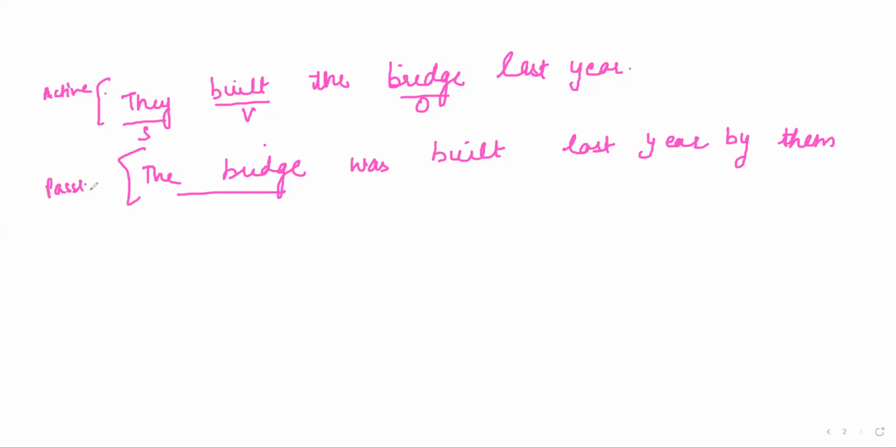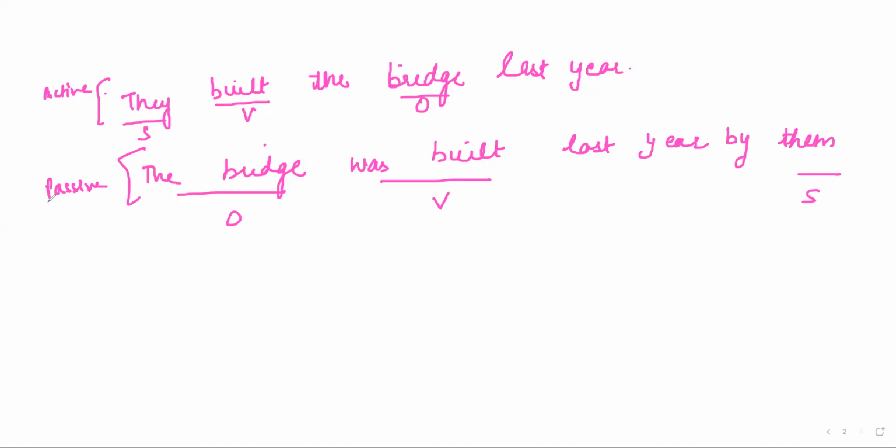Why? Because in this sentence, we are focusing more on the object rather than who did that. The subject has come here, and you see the verb is here. The built has become was built, right? So this is how we are able to identify a sentence in active and passive voice. I hope this much is clear.